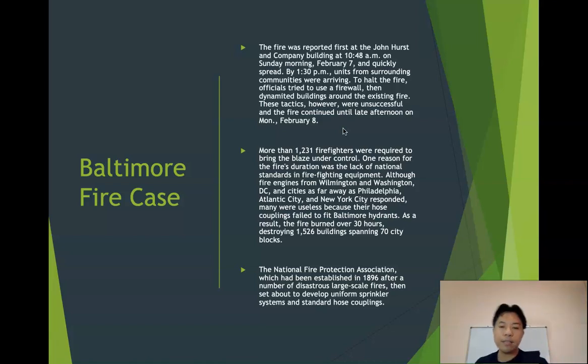Then the National Fire Protection Association, which had been established earlier in 1896 after a number of disastrous large-scale fires, set out to develop a uniform sprinkler system, standard hose couplings, and also fire hydrants. So although the National Fire Protection Association was there, it had not established the standards before the Baltimore fire. So a tragedy happens, and then they fix it later.